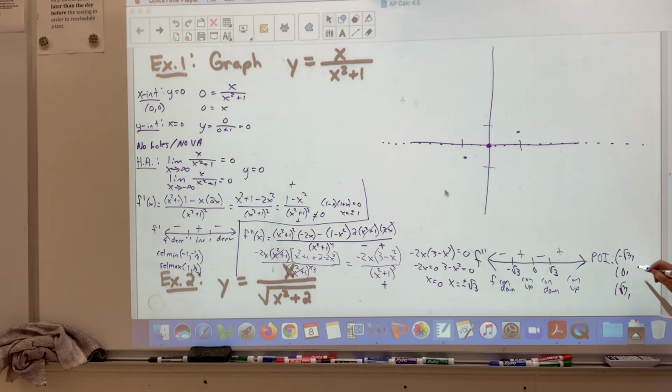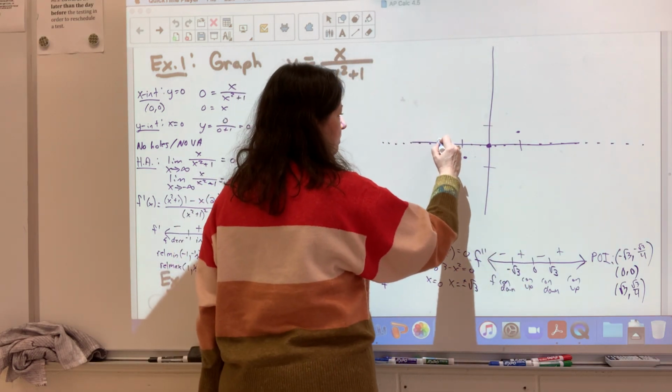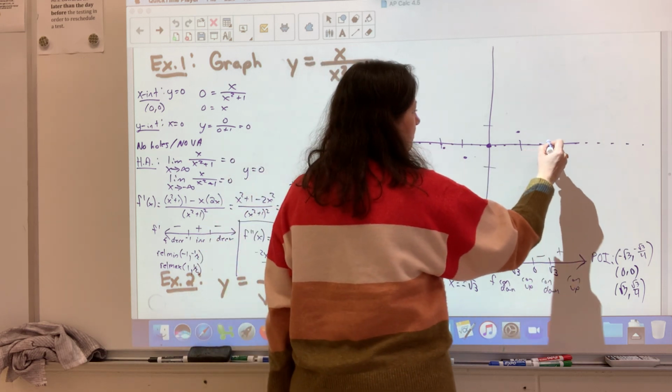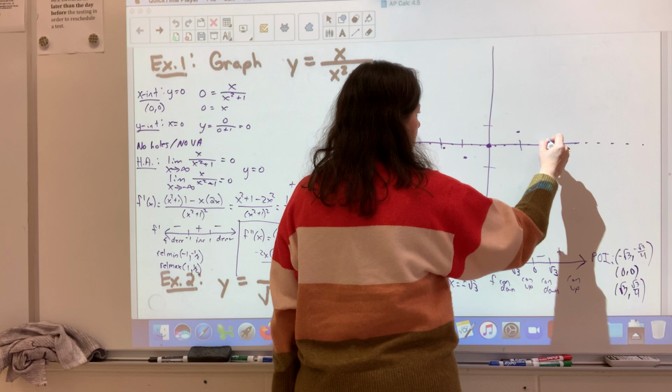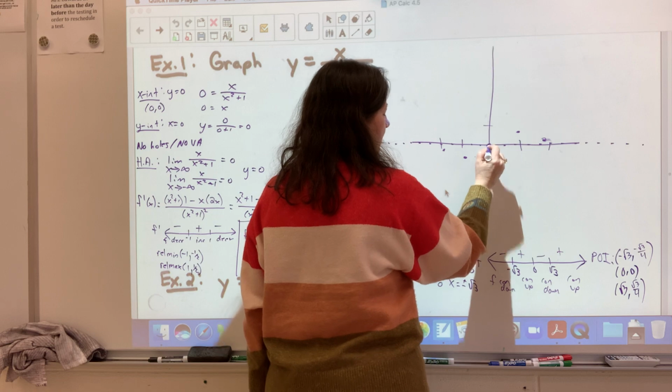So if I plug 0 into the original, I get 0. If I plug root 3 into the original, I probably am going to want to use my calculator. I'm going to get root 3 divided by 4, whatever that decimal is. And I'm going to get negative root 3 divided by 4 when I plug in the other. I don't know what that decimal is, but it's a very small decimal. So I've got a point of inflection over here at negative root 3, which is like negative 1.7 and then a really small decimal. And positive 1.7 and a really small decimal. And I've got a point of inflection at 0, 0.